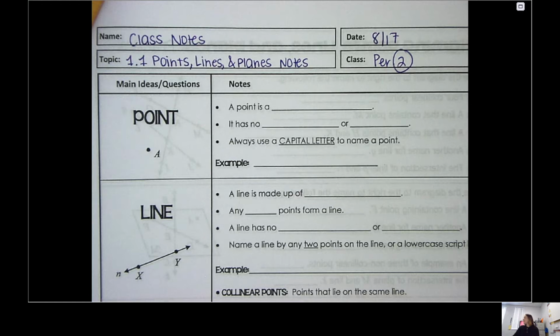So take a second, get yourself all situated, pass around those hole punchers, and I'll go from there.